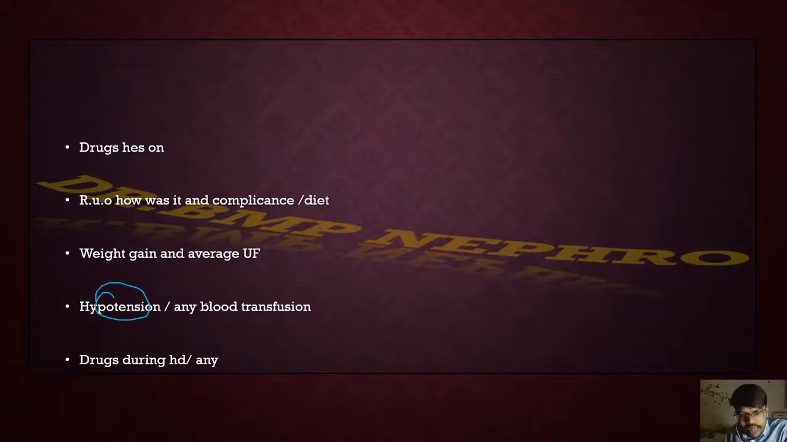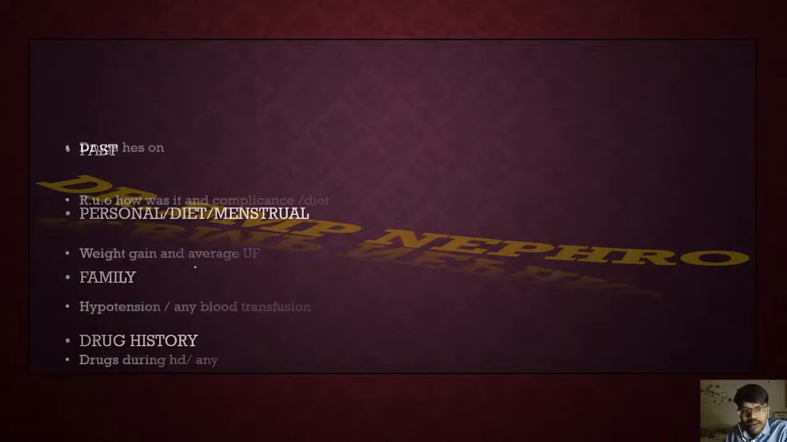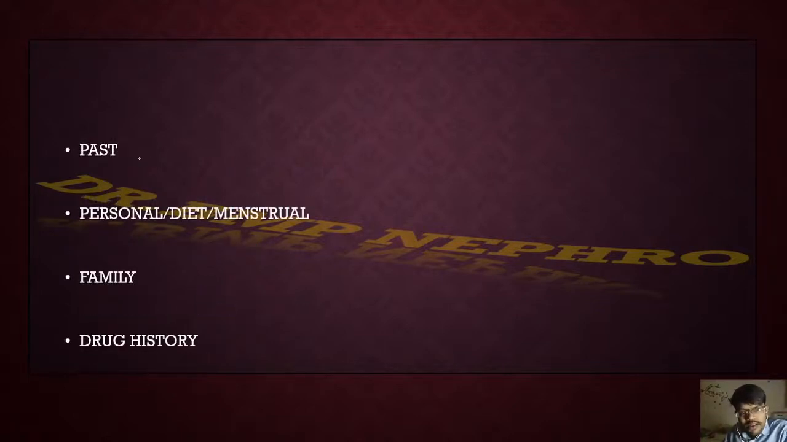Same regarding hypotension and any blood transfusion, this is important here. And regarding how the ultrafiltrate was, that is also an important history, even in a diabetic patient who is on RRT. And regarding the past history, the personal diet history is also important. Here there is no need to mention exactly how many calories he is taking. You have to be aware of his diet compliance, whether he is following a dietitian or not, and on average what diet he is taking.